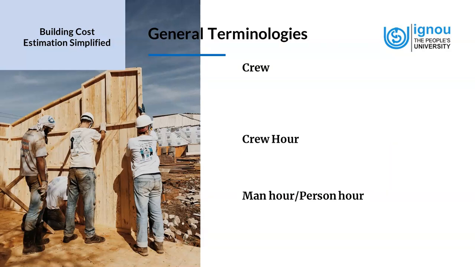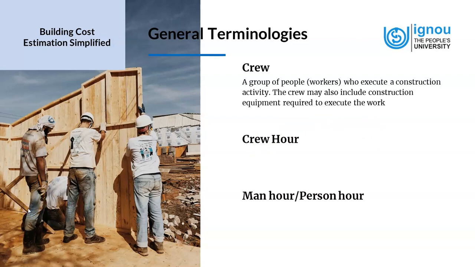Now we look at the general terminologies of crew, crew hour, man hour, or person hour. We look at a crew. It's a group of people or workers who execute a construction activity. The crew may also include construction equipment required to execute the work.